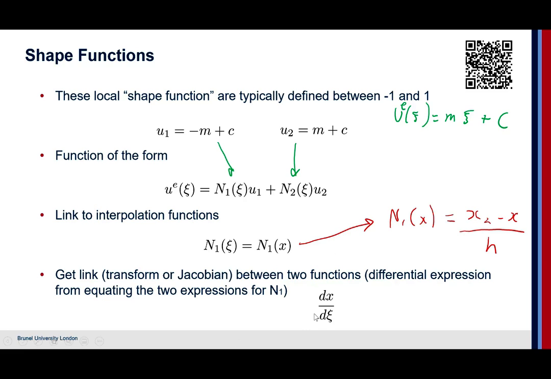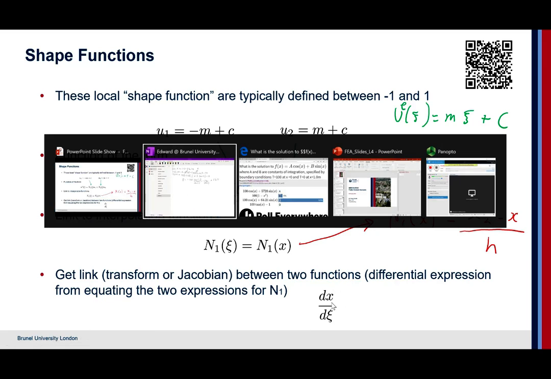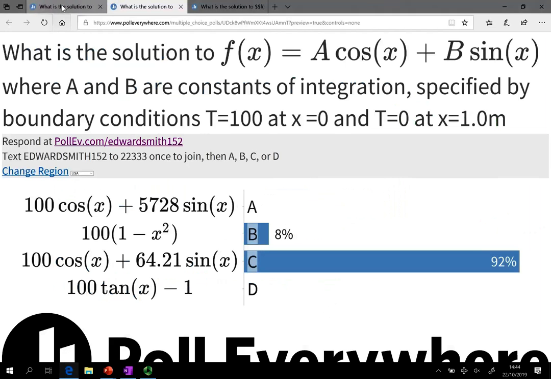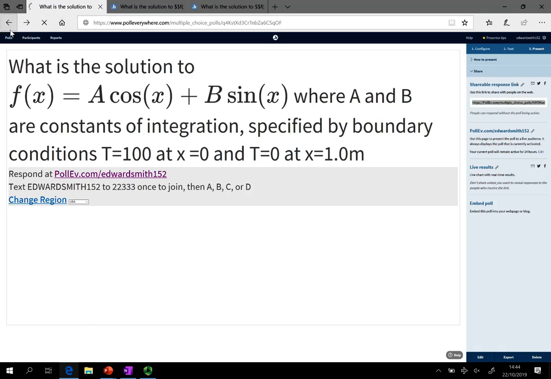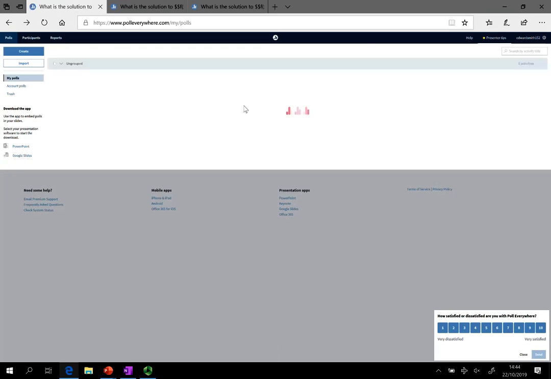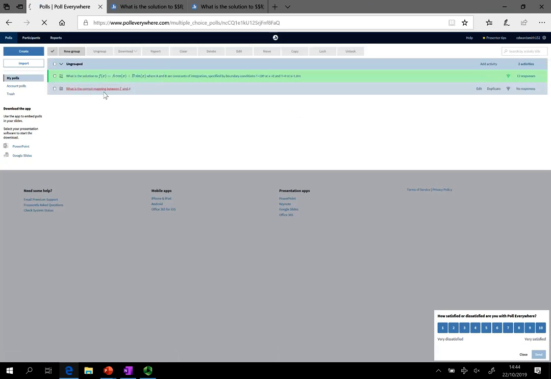So just to give you an idea how that works, if you work through this process of defining these shape functions, equate those two, and then try to get this form here. I'll give you 10 minutes, and then for this poll, I've got a solution here where you can see whether you get the right form for that.